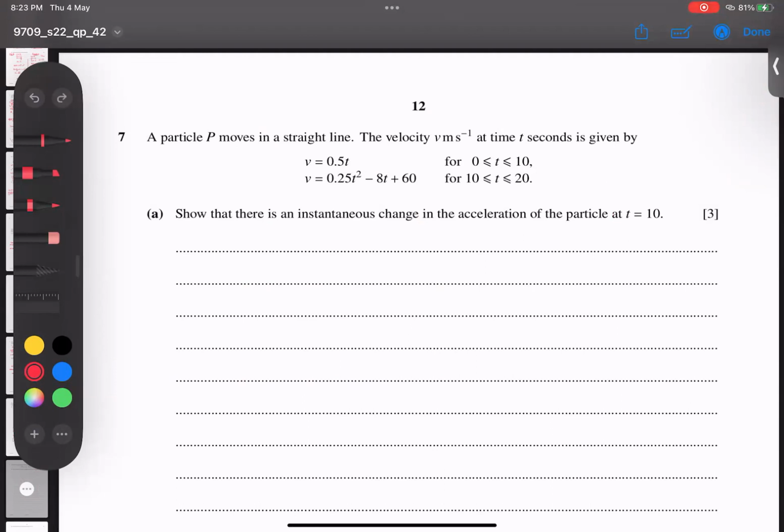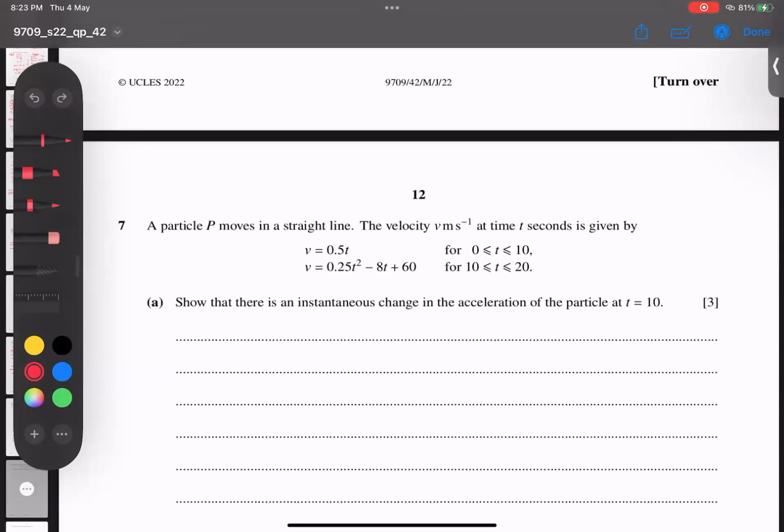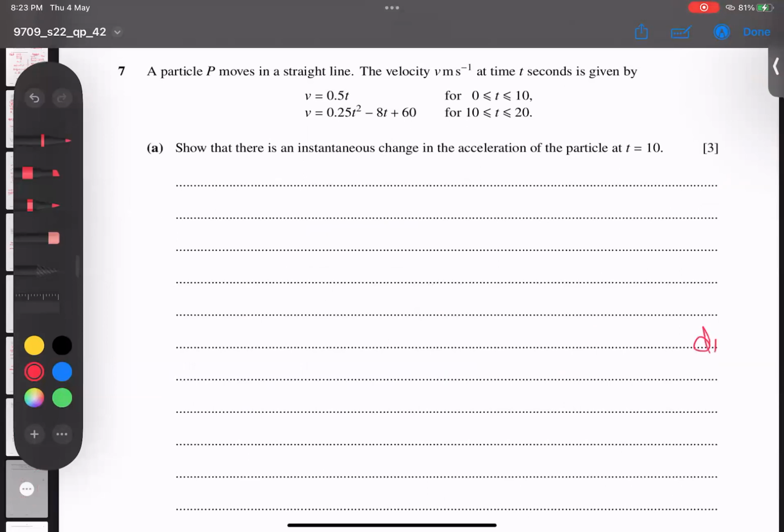So what are the three levels, students? If you recall, we have three levels. Displacement: if I differentiate, I get velocity. If I differentiate again, I get acceleration. And if I want to come down, I will do integration and integration.